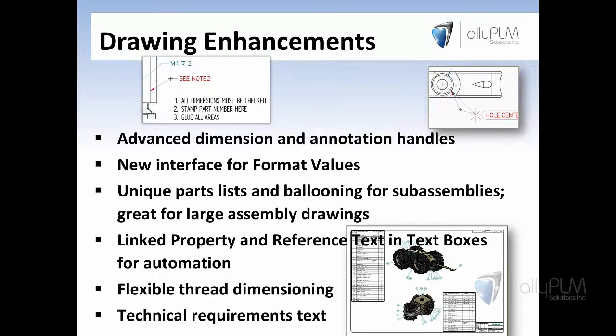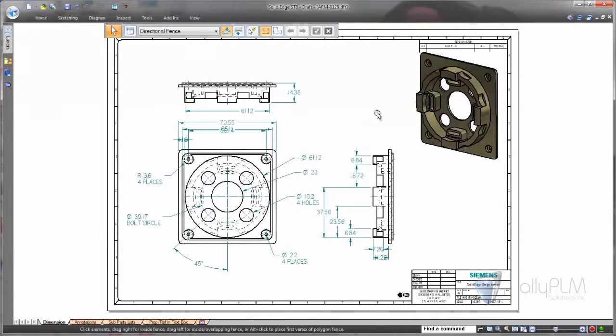The next thing we're going to talk about is a few drawing enhancements inside of Solid Edge ST8. These will include advanced dimension and annotation handles, new interface for format values, unique parts lists and ballooning for subassemblies, which is great for large assembly drawings, as well as link property and reference text and text boxes for automation, flexible thread dimensioning, and technical requirements text. Let's go ahead and jump inside the software and check out all these new great enhancements.